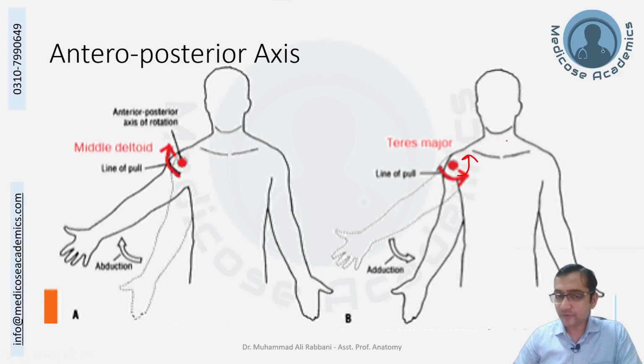But please do be very careful regarding the line of pull that is in the opposite direction. If an upward pull outside can lead to abduction, then a downward pull outside can lead to adduction. If an upward pull inside can lead to adduction, then a downward pull from inside can lead to abduction.